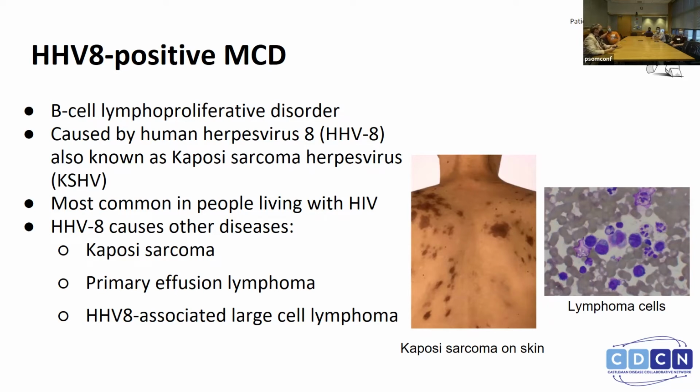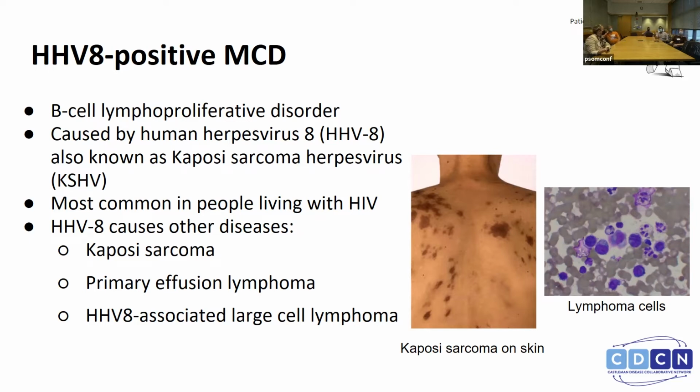And it's important to remember that HHV causes several other diseases. So Kaposi sarcoma, that's this tumor right here on the skin. And then also 2 different types of lymphoma. So those are types of cancer. The first is called primary effusion lymphoma, and the other one is HHV large cell lymphoma. It's not important that you remember the names, but it is important that you know, and your doctor knows, that when you're diagnosed with Castleman, they should actually be looking for and thinking about, do you have these other types of tumors?